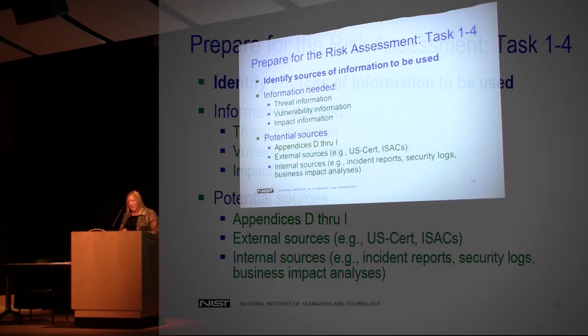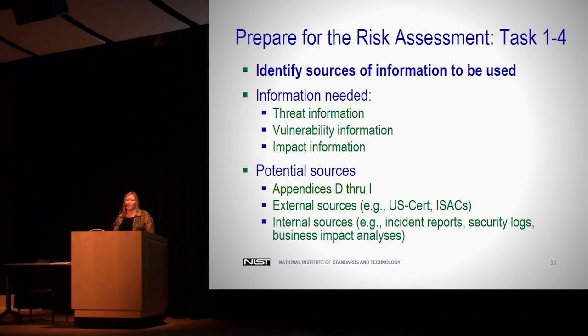And task 1.4 is identifying what sources of information you're going to use. We're not identifying the source of our threats, but we're identifying where we are going to get the information about our threats. How do we even know what threats we're facing? Where are we going to get that information? There are some resources out there that can help you, and you can see them listed there under potential sources. The appendices are a good source of information about threats, vulnerabilities, and impacts. And then you have some external sources like US-CERT; go to their website, there's a lot of information there. And ISACs are information sharing and analysis centers. Has anybody ever heard of those?